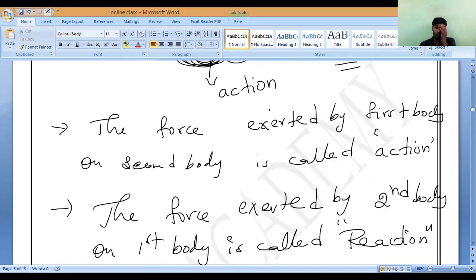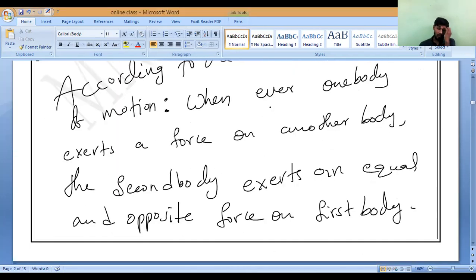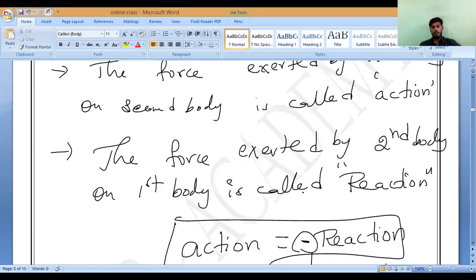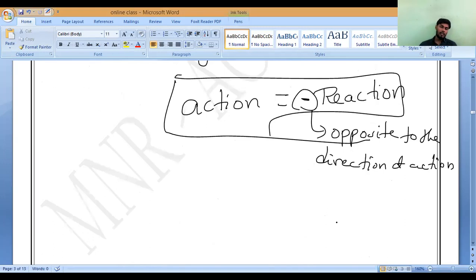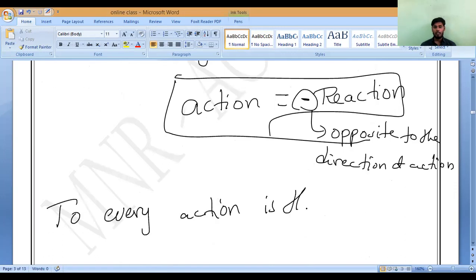So brothers, if you want the definition, note it down. This is the definition. All of you note down the definition first. To every action there is an equivalent opposite reaction. That is what the statement is, you should write it. Write the statement: to every action there is an equivalent opposite reaction.